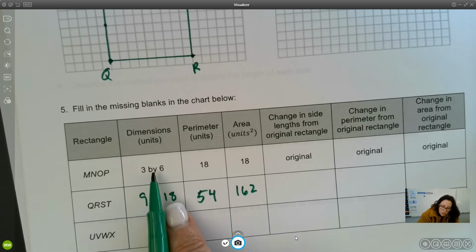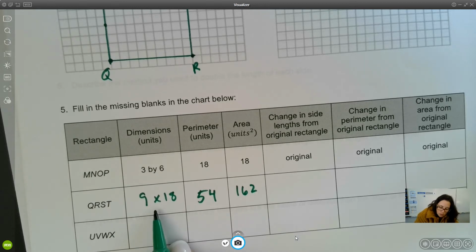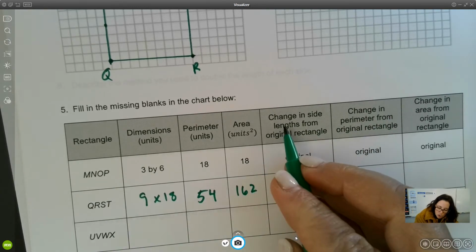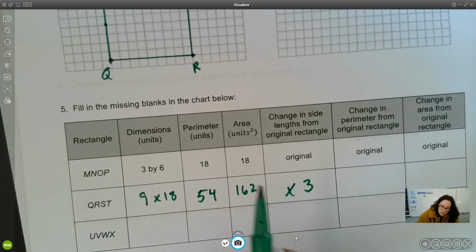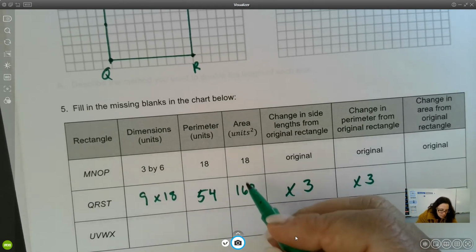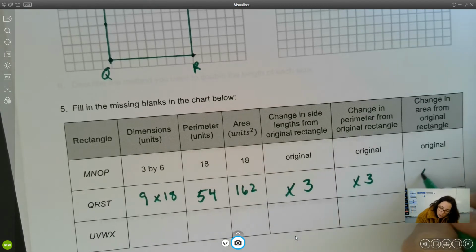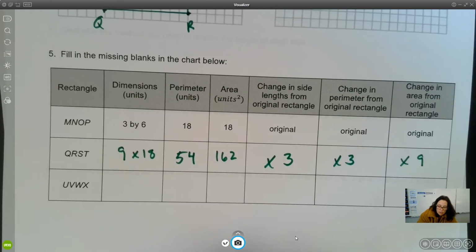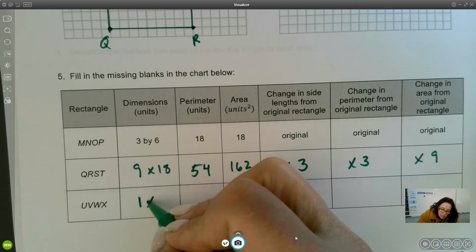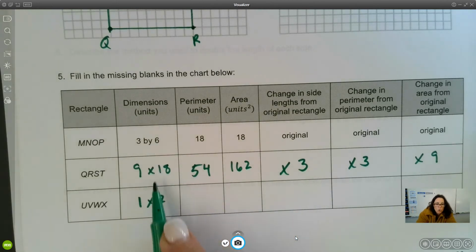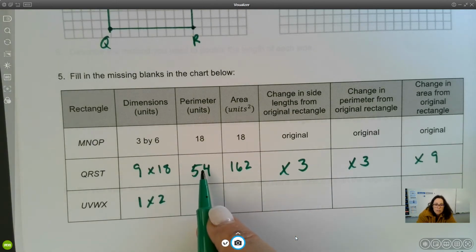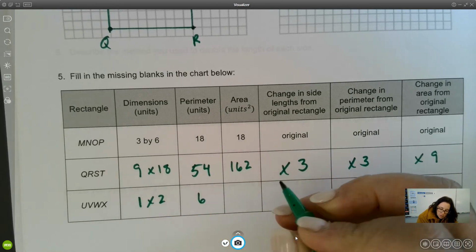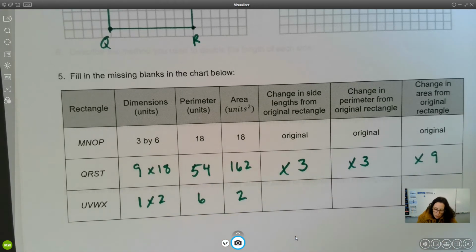Now the original compared to this blown up version, we're multiplying it by 3. That's the change in the side lengths. The change in the perimeter, 18 to 54, we're multiplying it by 3 as well. Now 18 to 162, we're multiplying it by 9. Now let's do the shrunken down version. So this is a 1/3. Remember, we're comparing it to the original one. We're not comparing it to the blown up one. This is going to be the perimeter 6 units and the area is 2 units squared.